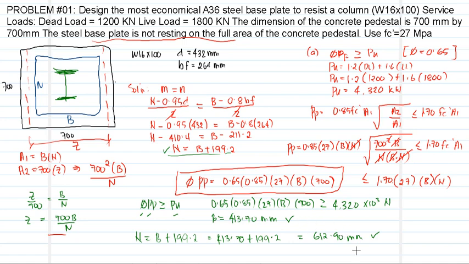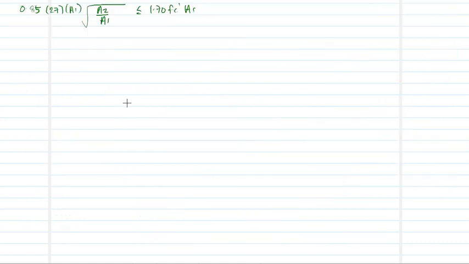So, i-substitute natin itong mga values natin dito sa equation para ma-check pag okay siya sa ating limit, which is 1.70 FC prime A1. So, substituting our values, we have 0.85, 27, our A1, that is B times N, that is 413.70 multiplied by 612.90. Yan yung nakuha nating value ng B and N.